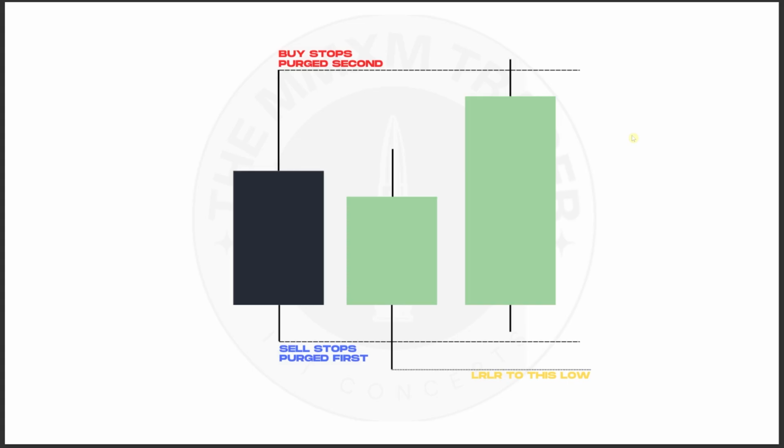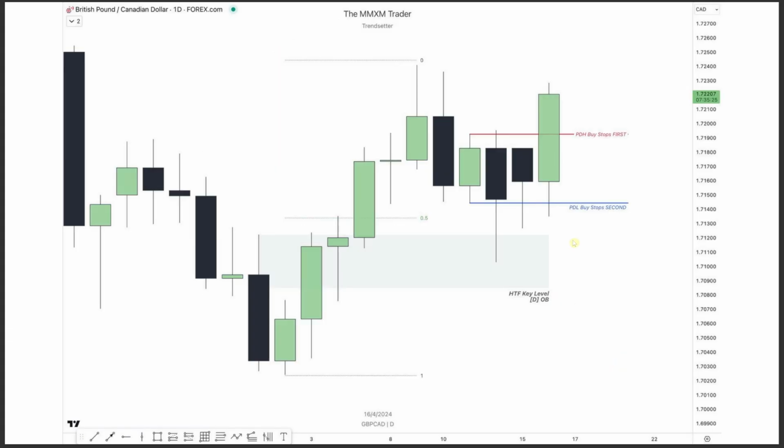So same case over here. This is a bearish scenario, right? We want to see those sell stops purge first. You can see this candle closes inside of the range of this candle, goes for the buy stops above it. So we're pairing up again, order pairing, right? Sell stops with the buy stops, and then the real low resistance liquidity run should happen into this low over here. Let's go over another example over here.